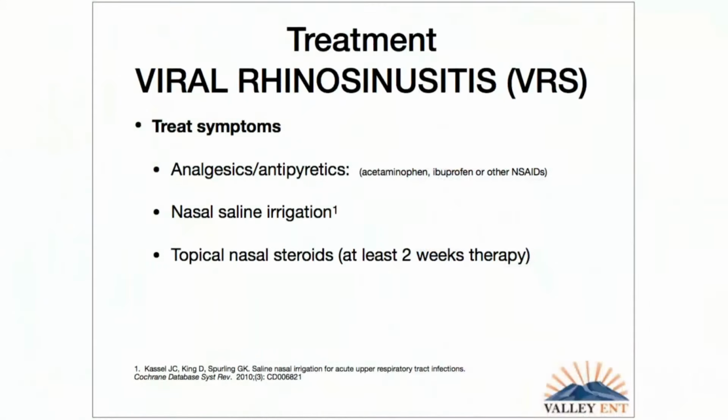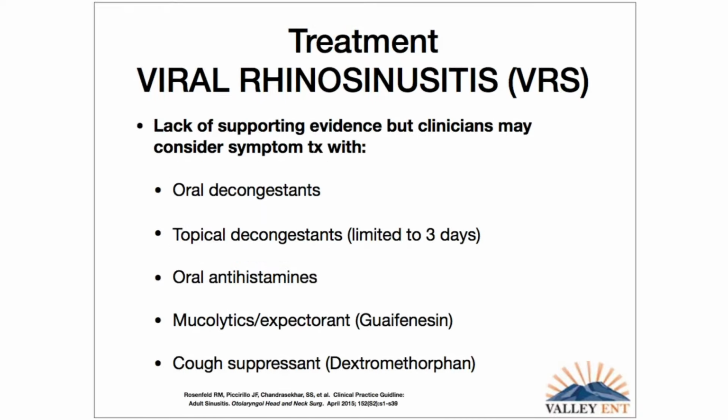For viral rhinosinusitis, obviously we're not going to prescribe antibiotics, but we are going to support these patients with their symptoms. Acetaminophen, ibuprofen, NSAIDs, nasal saline irrigation has been proven to be effective, and a 2-week course of topical nasal steroids helps these patients in the literature. There's not a lot of strong evidence for these things, but these are considered options: oral decongestants, topical decongestants limited to 3 days, oral antihistamines, mucolytics, and cough suppressants.